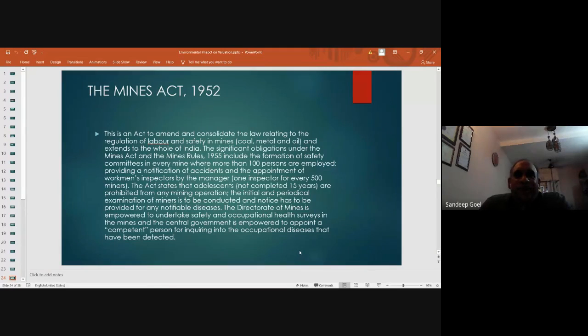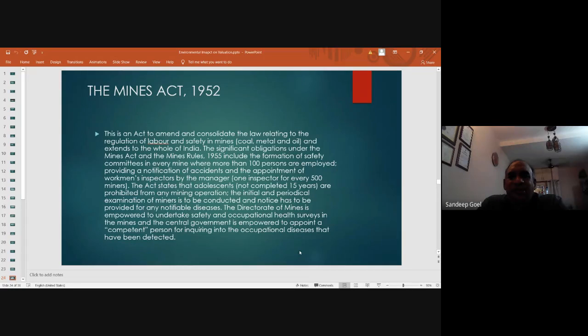This is an act to amend and consolidate the law relating to regulation of labor and safety in mines and extend to the whole of India. The persons who are from mechanical or production background can easily understand this. And the persons who are from civil engineering background can easily understand the environmental laws. So this is an act to amend and consolidate the law relating to the regulation of labor and safety in mines, particularly coal, metal and oil mines, and extends to whole of India.